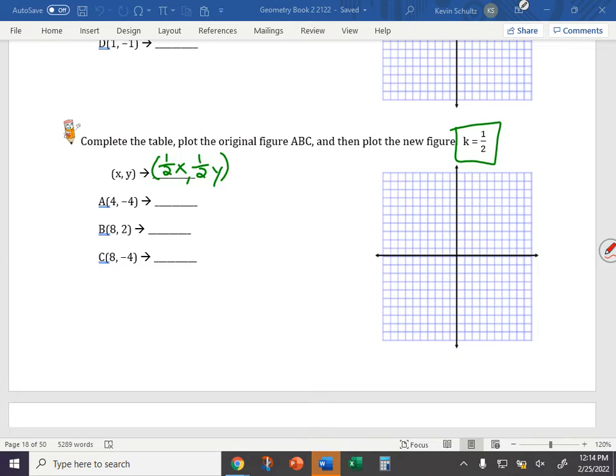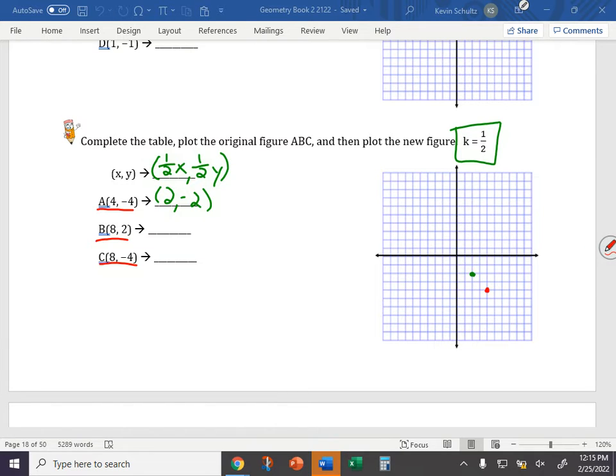So our original point A is 4, negative 4. Let's go ahead and plot that right down here. What's the ordered pair of our new figure going to be? Original 4, negative 4, scale factor of 1/2, half of x, half of y. 2, negative 2. And that's going to be right there. Point B, 8, 2.